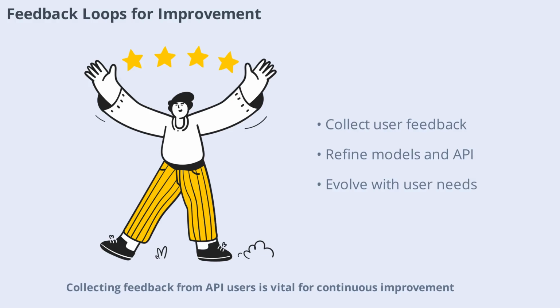Collecting feedback from API users is vital for continuous improvement. Provide mechanisms for users to report issues, suggest features, or share their experiences. Use this feedback to refine your data science models and API functionality, ensuring your solution evolves to meet user needs.